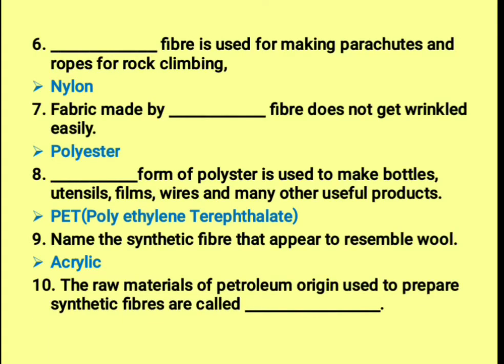Next question. The raw materials of petroleum origin used to prepare synthetic fibers are called dash. Synthetic fibers are prepared from petroleum, and the raw materials used are petrochemicals. It is called petrochemicals. In the coal and petroleum lesson also, it is told that petrochemicals are used for making synthetic fibers. We'll move to the next question.